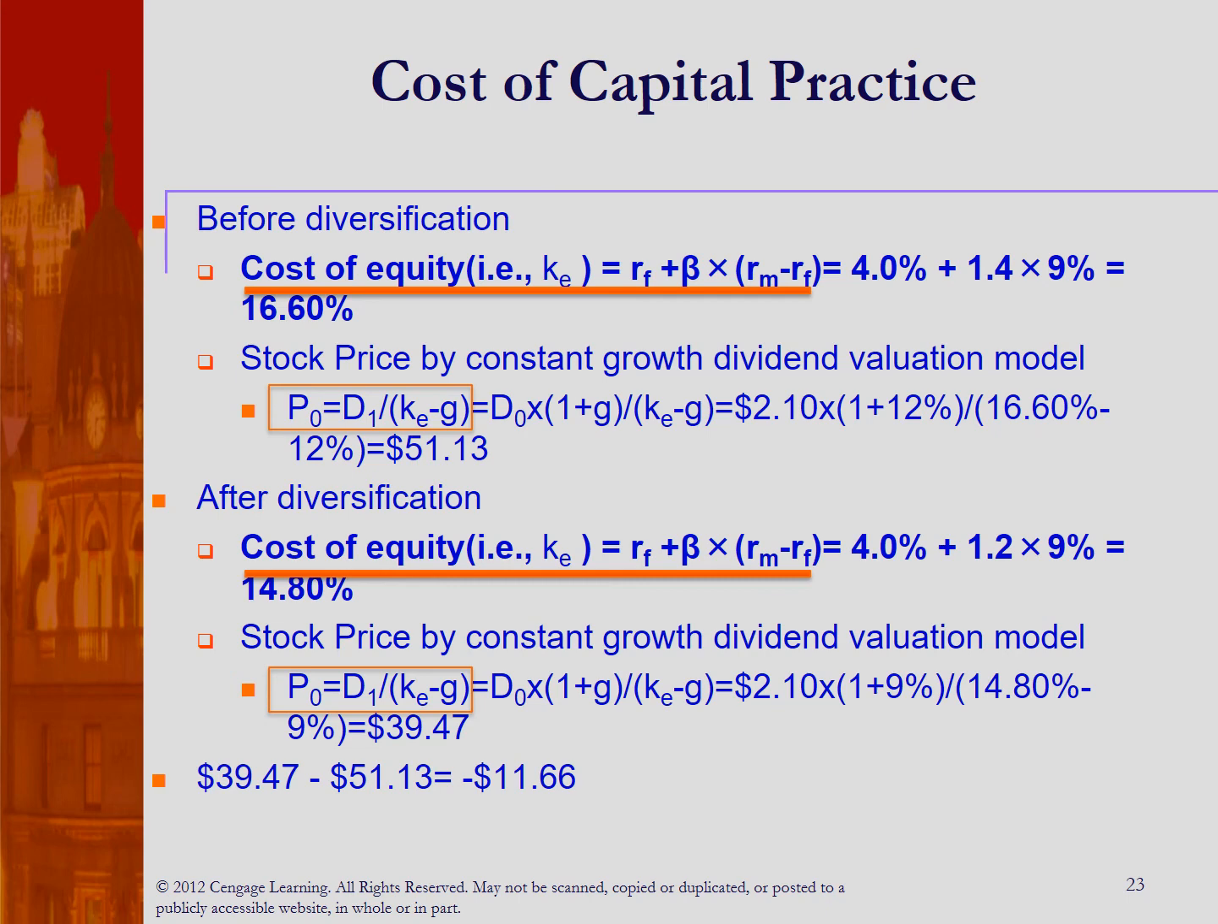After diversification, the stock price decreases from $51.13 to $39.47. That is, the stock price drops about $11.66, so the company should not complete the diversification.